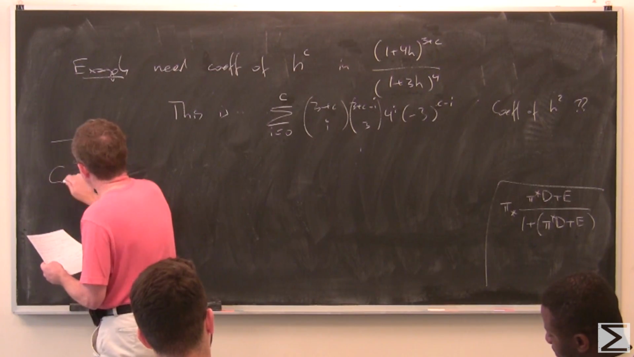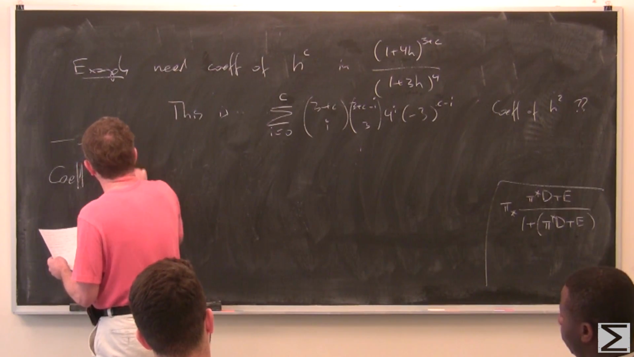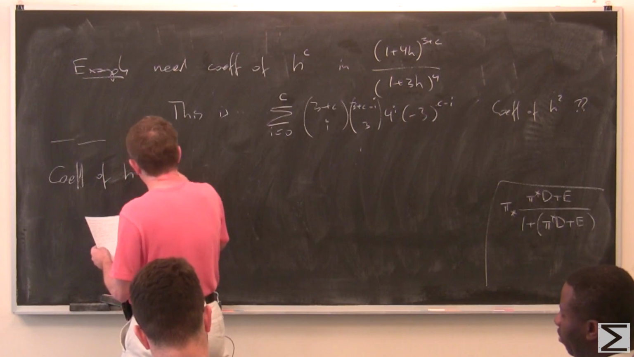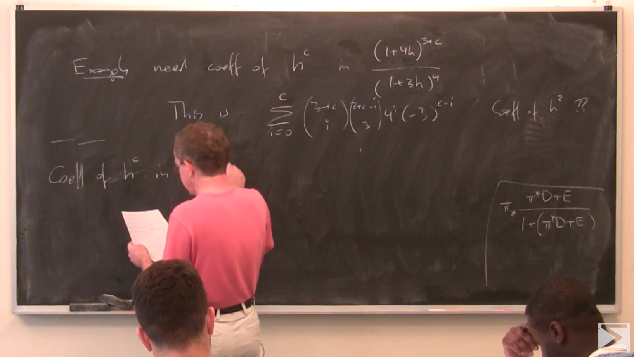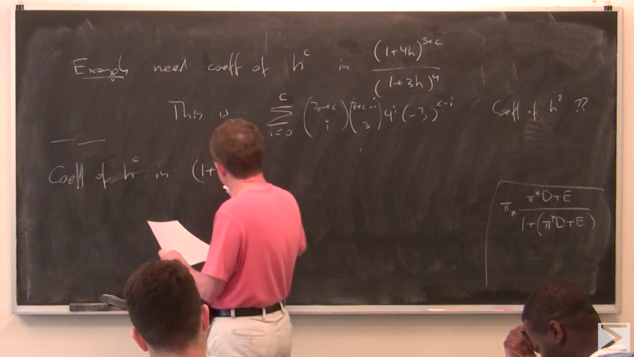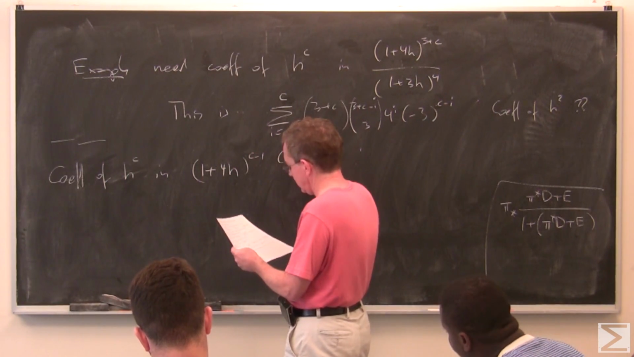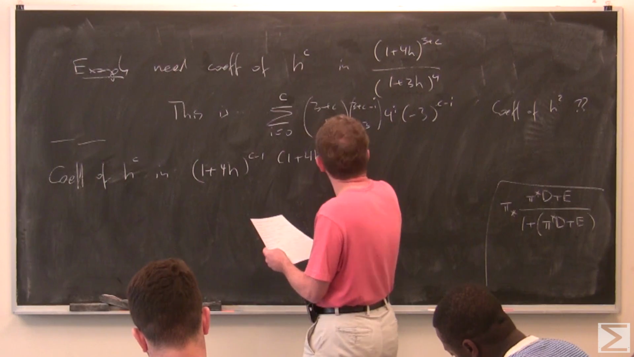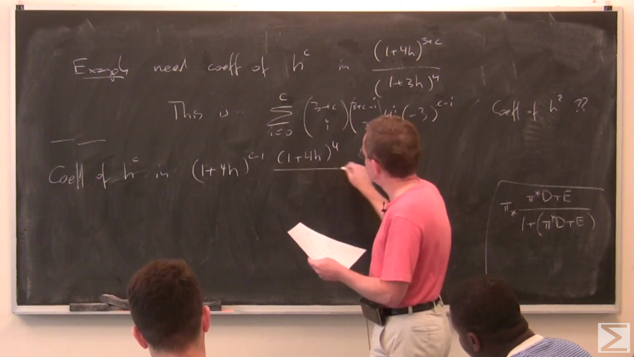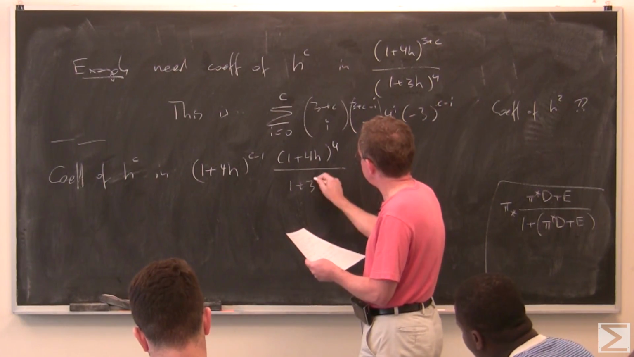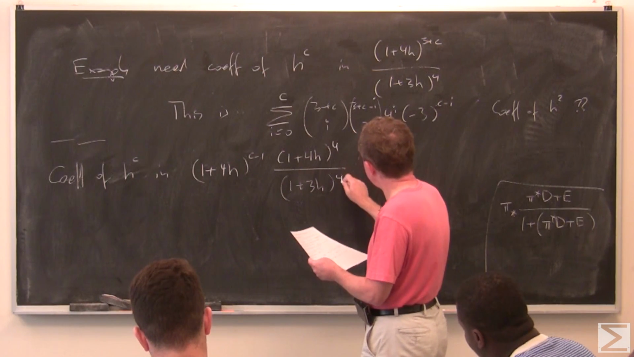So the coefficient, let me not forget, coefficient of h to the power c in, I'm just going to write it so that it looks like that. 1 plus 4h, think of this c of L to the c minus 1, and then 1 plus 4h to the fourth, because I need a 3 plus c, divided by 1 plus 3h to the fourth.